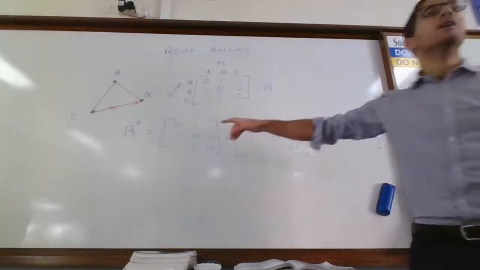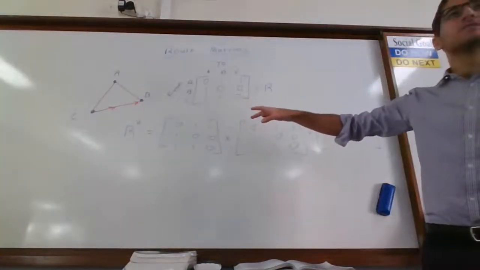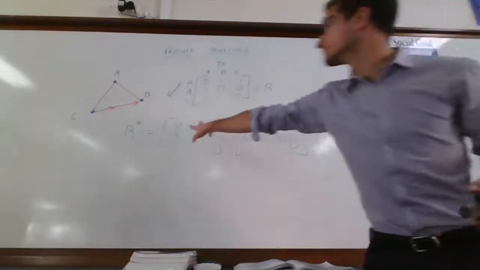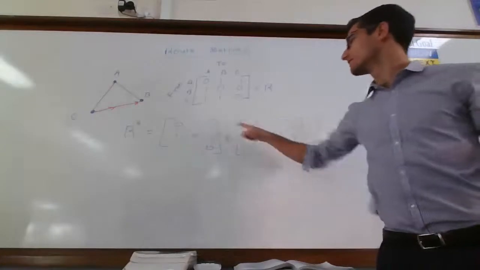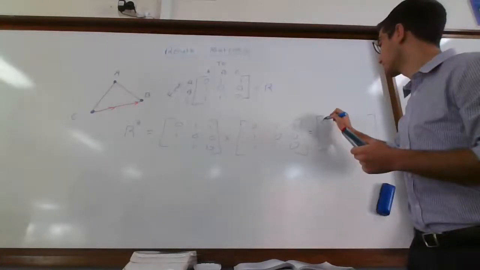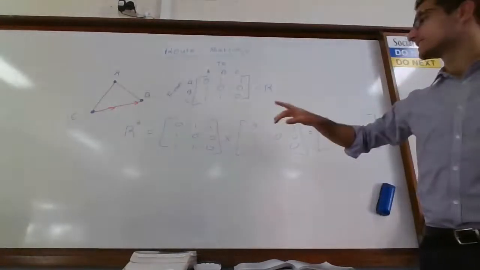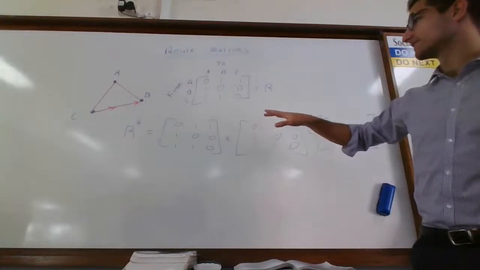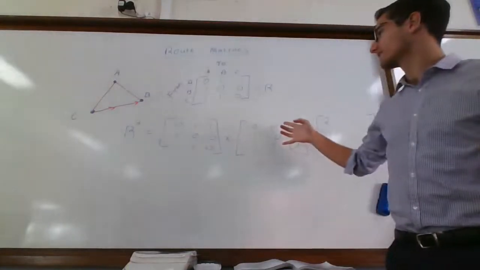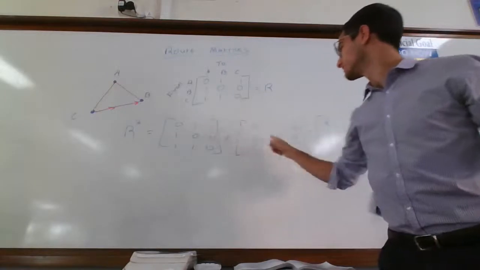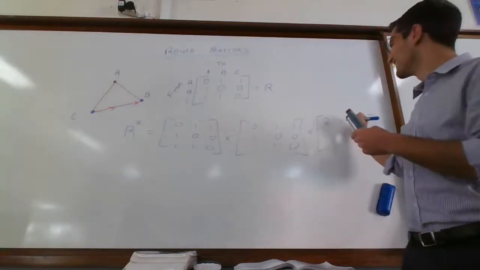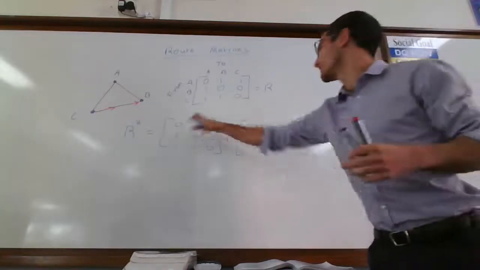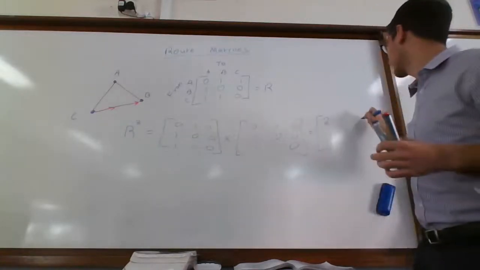Okay, first step. Grab the first row with the first column. So what do I get? You get 0, 0, 1, 1, 1, 1, which is 2. Good. Next, first row, second column: 0, 1, 0. It's 1. Good. Next, first row, third column. I'm going to get 0, 0, 0. Good.